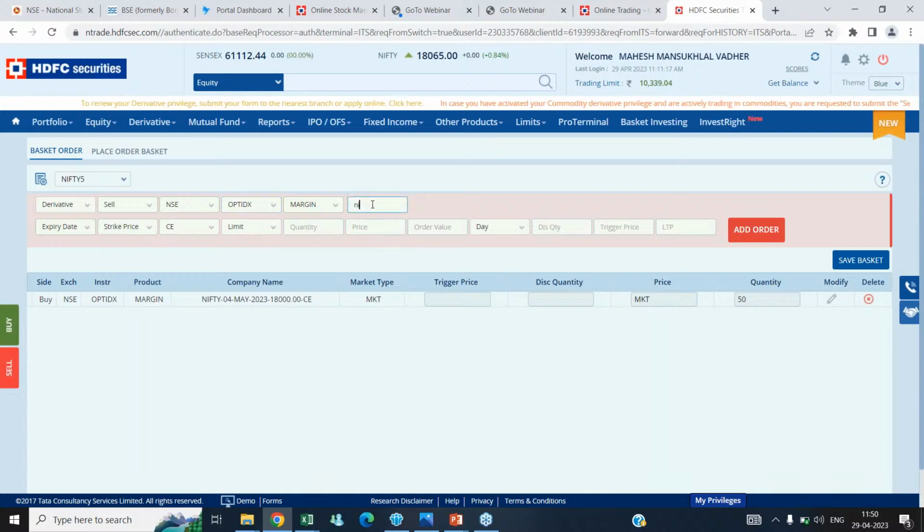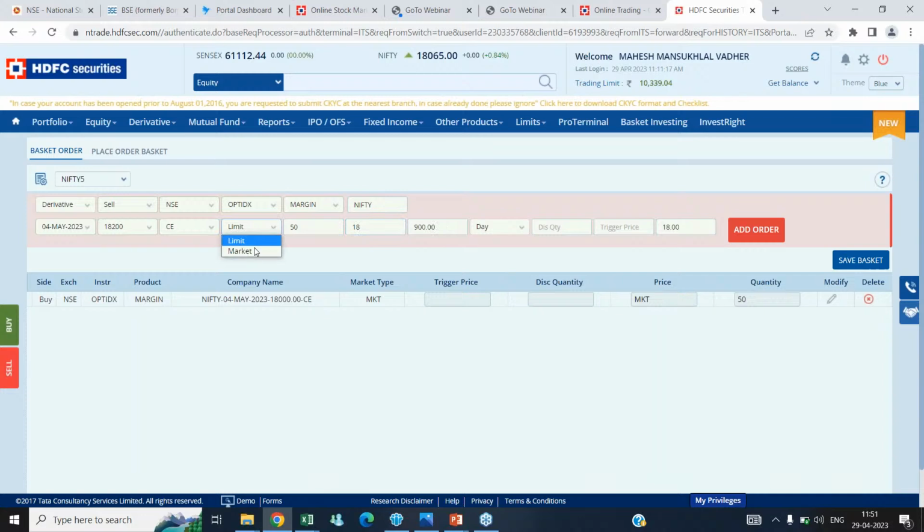index, Nifty, I want to sell the 18,200 call. You will be able to see what the price is, 18 rupees. If you don't want that, you can click on limit and specify the price you want to execute at. Suppose you want to execute it at 18 rupees, you can select limit and then put the price over here.